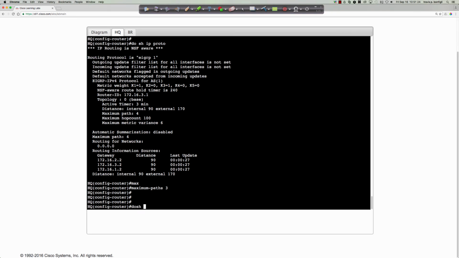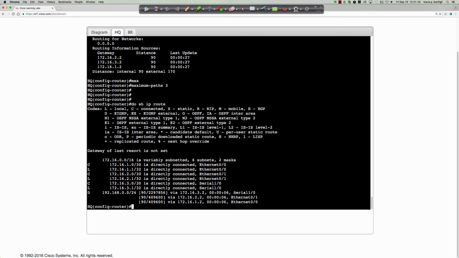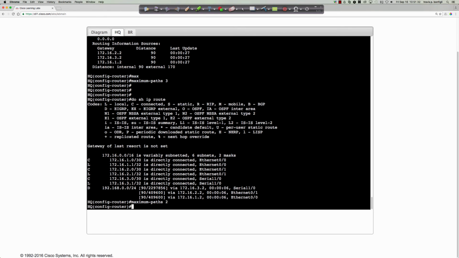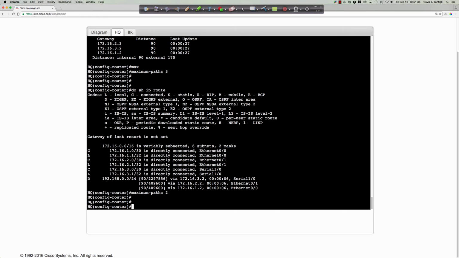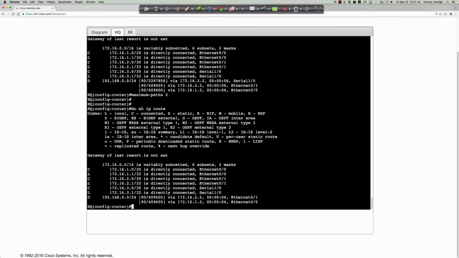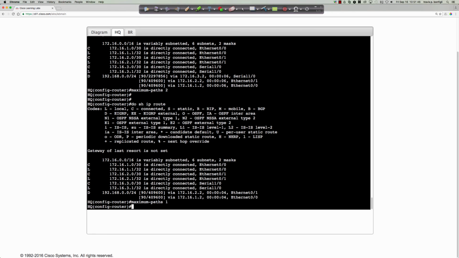If I were to say maximum paths 3, what do you think we would see in the do show ip route? How many successors are we going to see in there? Exactly, we see 3. But what if I said maximum paths 2? Then what happens? Exactly. I can only use 2 paths to do my multipathing, right? And there they are. What if I said maximum paths 1? What's going to happen?